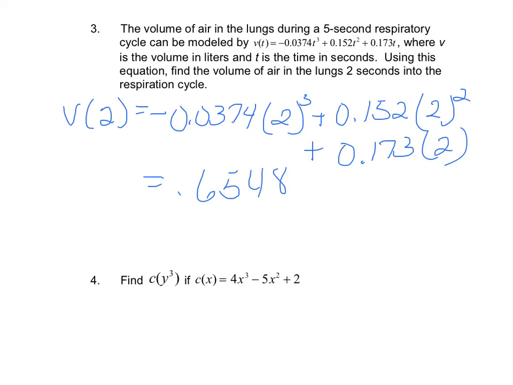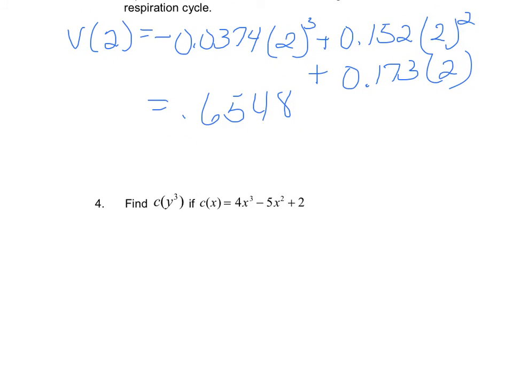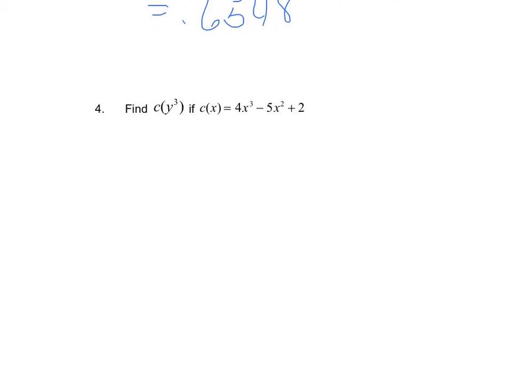If you were able to make it a fraction, go right ahead. Let's take a look at number 4, though it's not necessary to make that one a fraction since the equation had decimals in it, so we're okay to leave it as decimals. With number 4, they want me to find c of y cubed, if c of x equals 4x cubed minus 5x squared plus 2. So everywhere we see an x now, we're going to put a y cubed. All right, here we go.